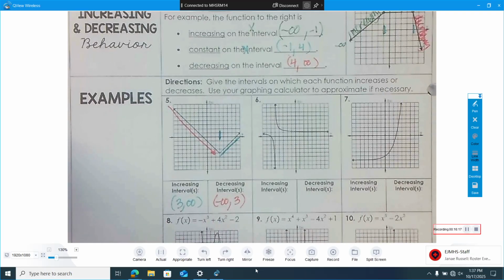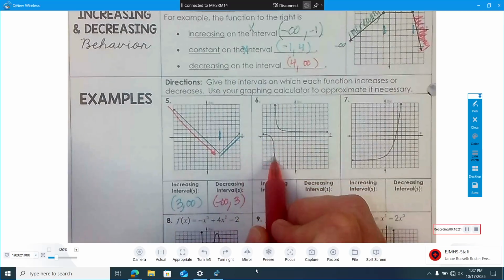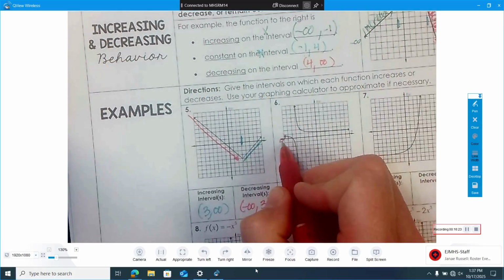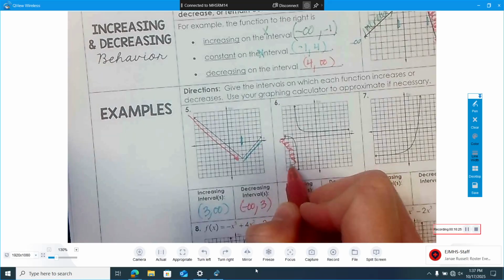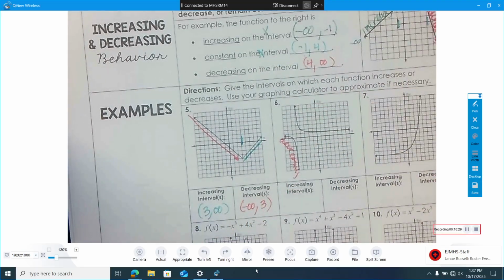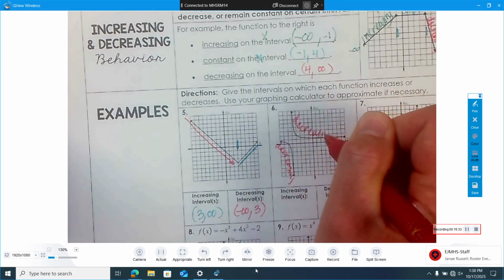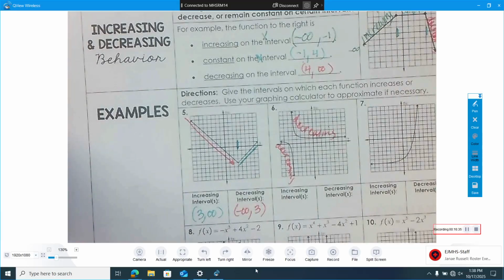Ooh, trickier. Number 6. This section of the curve, was that going uphill or downhill? This whole thing is downhill. Decreasing. And then we have this other section. What's that doing? Decreasing as well. So what's the decreasing interval here?